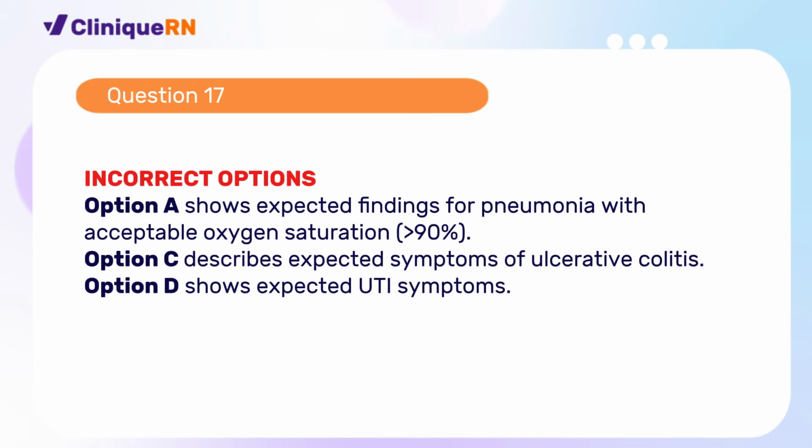Option A shows expected findings for pneumonia with acceptable oxygen saturation, greater than 90%. Option C describes expected symptoms of ulcerative colitis. Option D shows expected UTI symptoms.